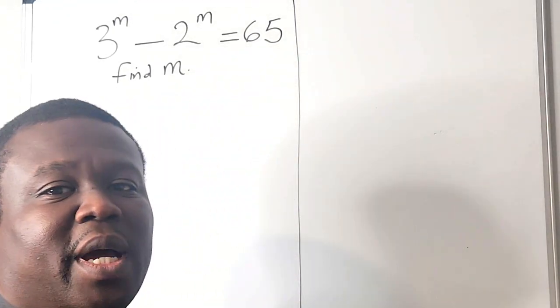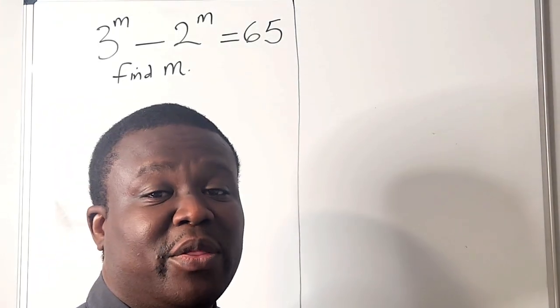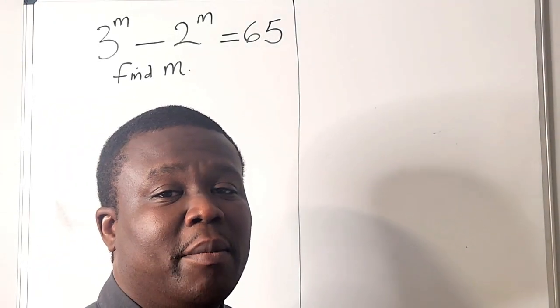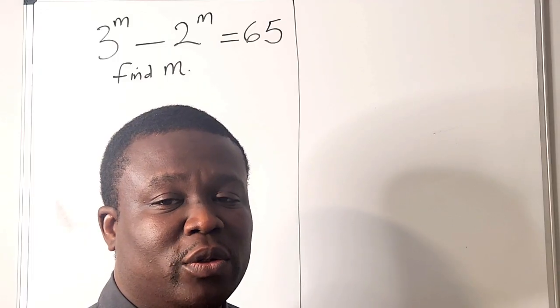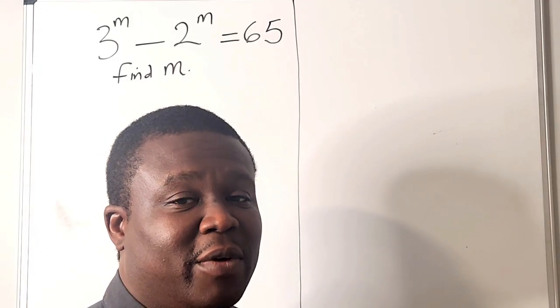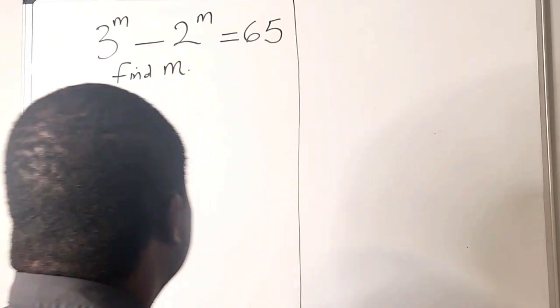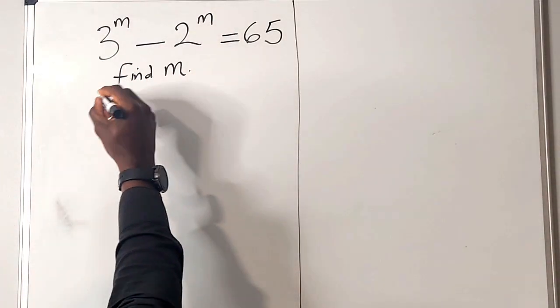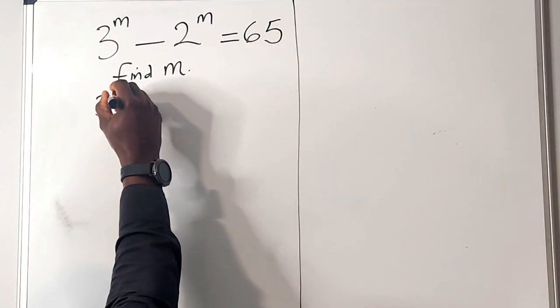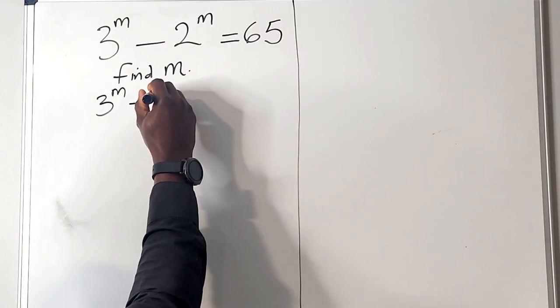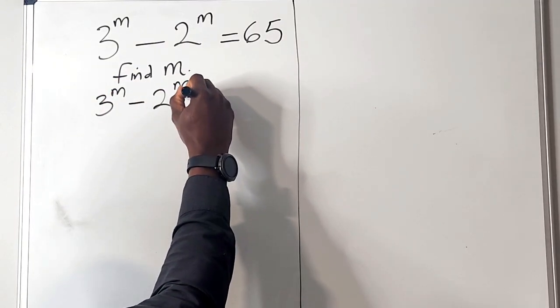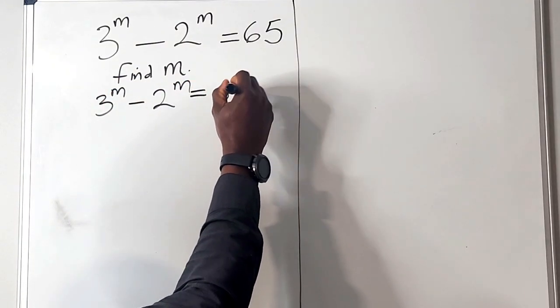All right, so we have our question on the board. We have 3 raised to the power m minus 2 raised to the power m equals 65. Find the value of m. Let's do this together. So we have 3^m minus 2^m equals 65.